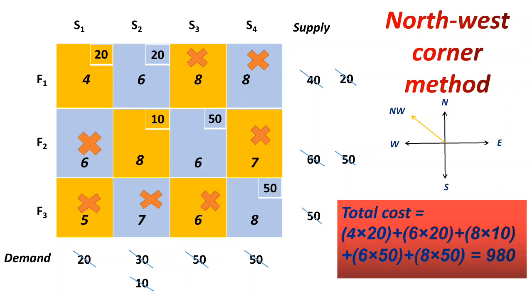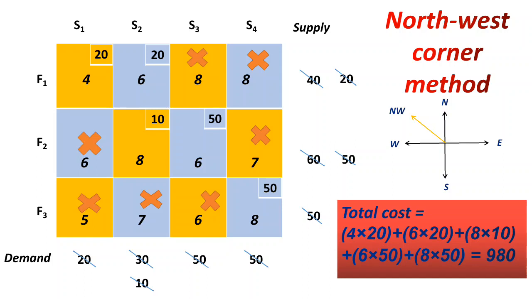Here you can see that this value is higher than what we get in the least cost method and in the Vogel approximation method, because this method is not considering the cost value. Here we just move from the northwest corner to the southeast corner without considering the cost value.